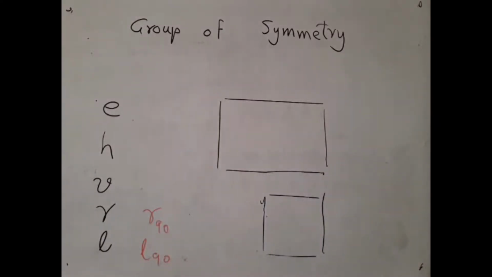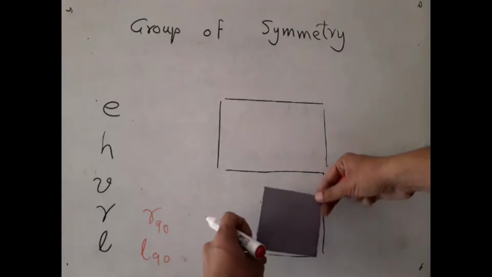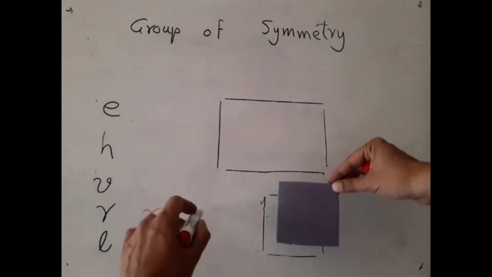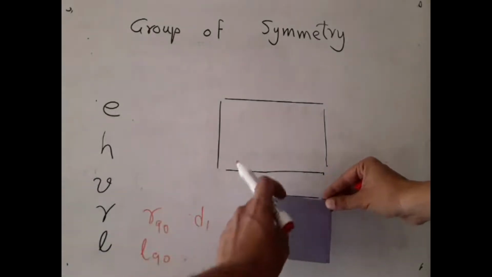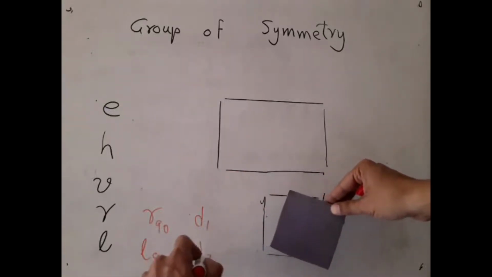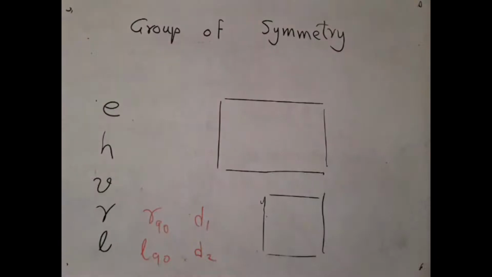Now you can do something more also. You can take this and flip it along this diagonal. That will also place it in the same way. So I will call this D1. I can flip it along this diagonal also. That will do it D2. Thus the group in this case is larger.